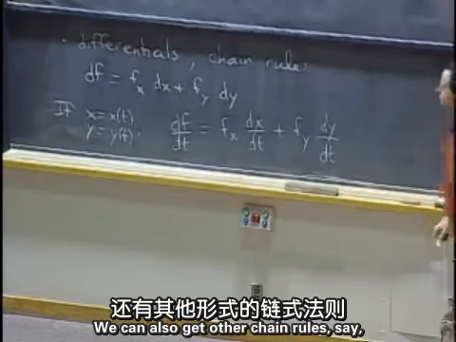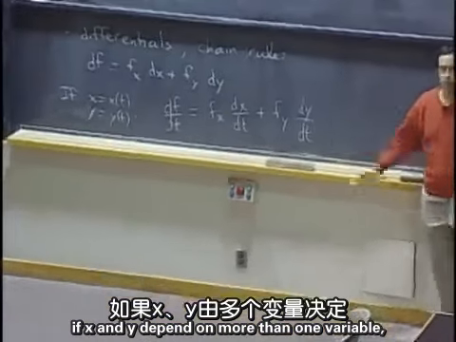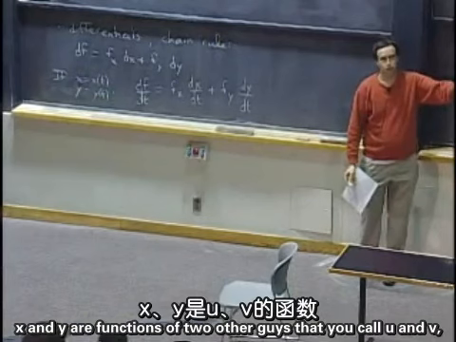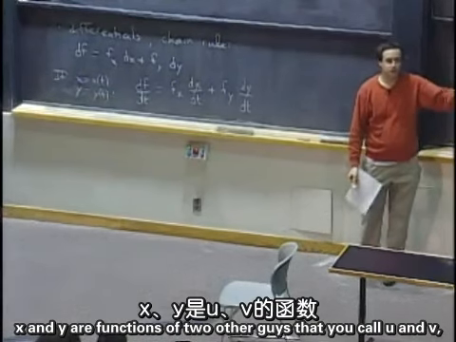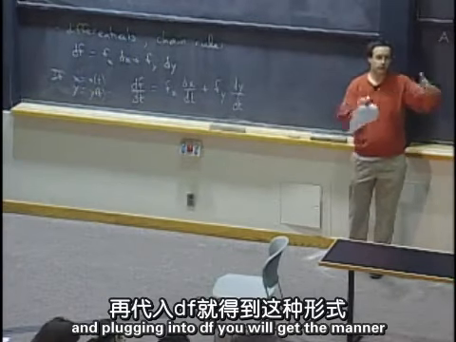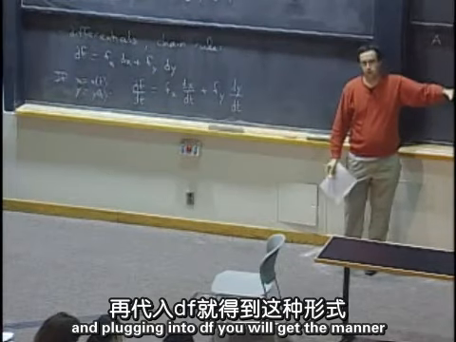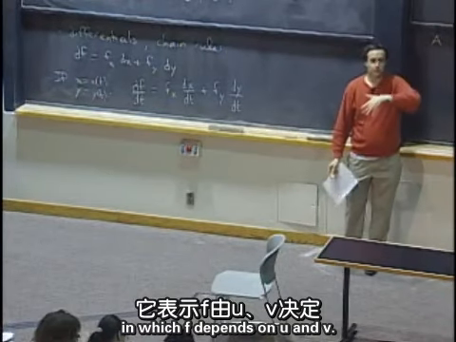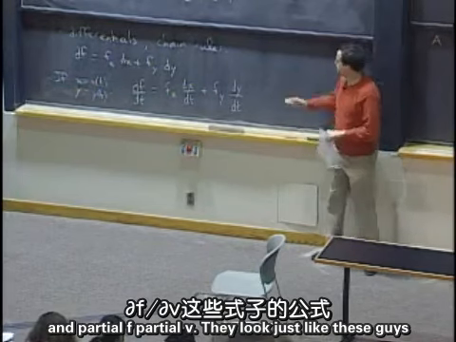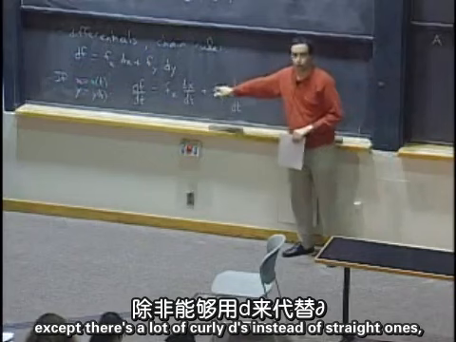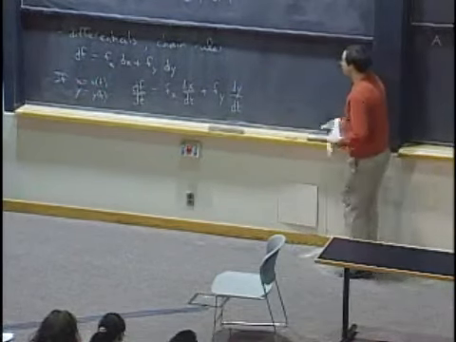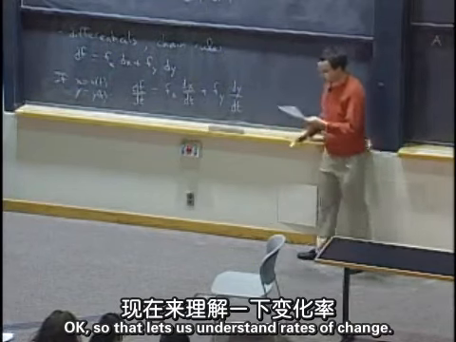We can also get other chain rules, say if x and y depend on more than one variable. If you have a change of variables, for example, x and y are functions of two variables that you call u and v, then you can express dx and dy in terms of du and dv, and plugging into df, you will get the manner in which f depends on u and v, so that will give you formulas for partial f partial u and partial f partial v. They look just like these guys, except there are curly d's instead of straight ones, and u's and v's in the denominators. Okay, so that lets us understand rates of change.